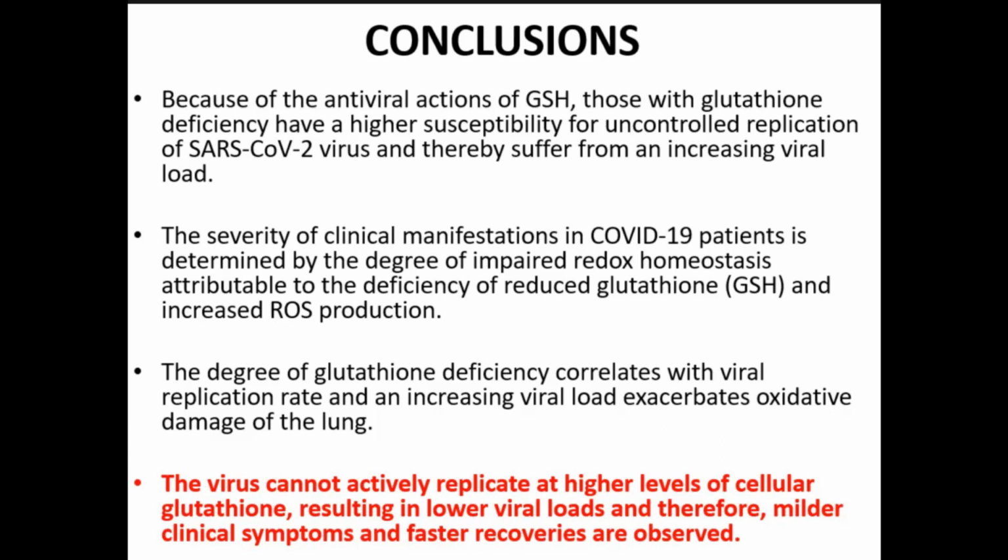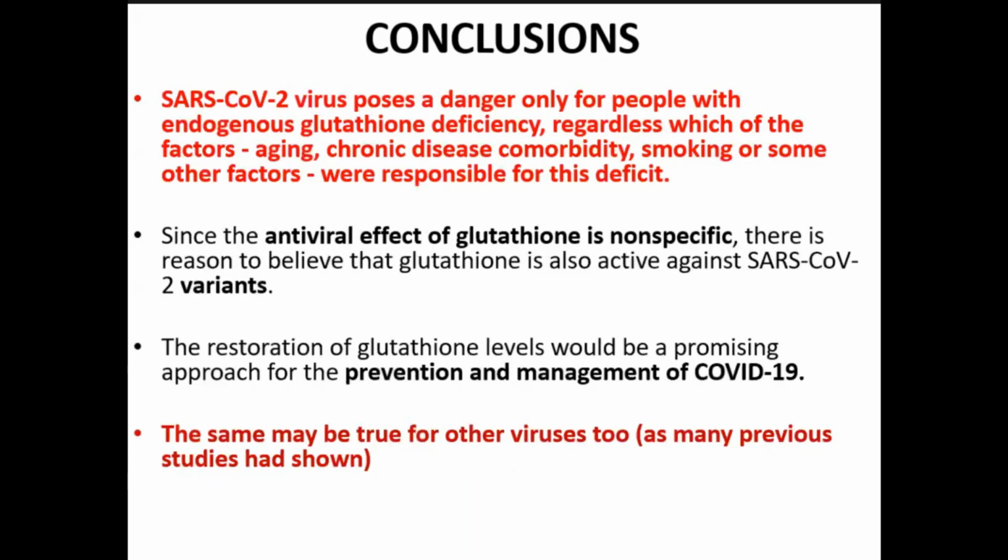All right, this is not a blind statement. This is a statement derived from the studies, the reviews, okay? The virus cannot actively replicate at higher levels of cellular glutathione, resulting in lower viral loads, and therefore milder clinical symptoms and faster recoveries are observed. Okay, you cannot stress more than that how important glutathione is in fighting. This is specific to COVID-19, but as an example, right, most probably it applies to other viruses too.